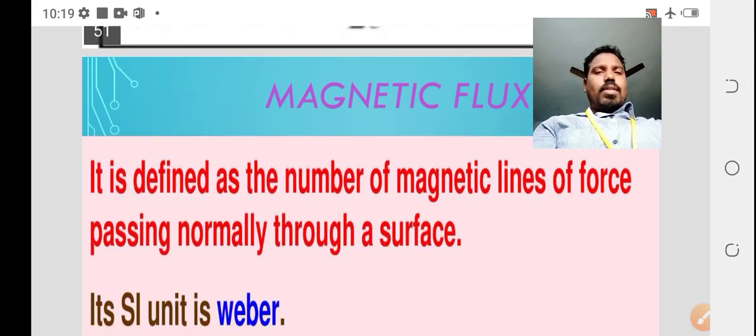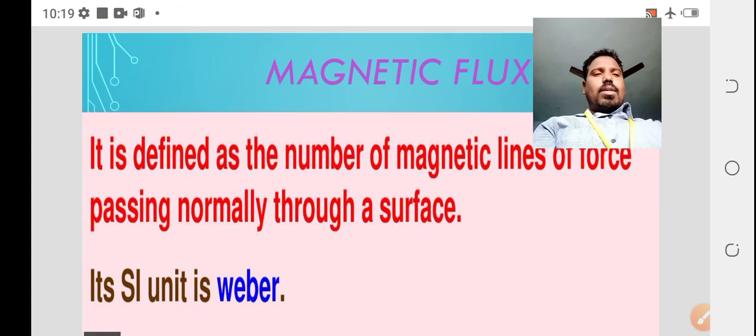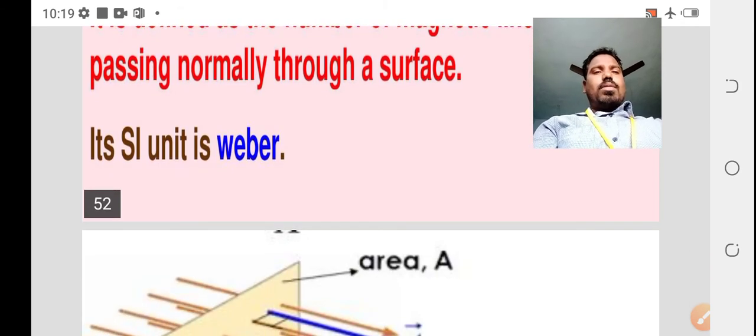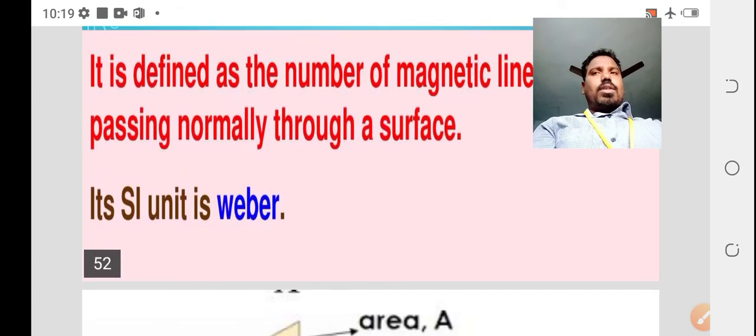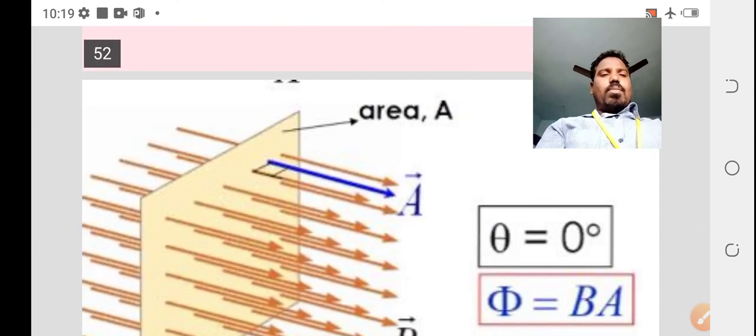Magnetic flux, another definition. It is defined as the number of magnetic lines of force passing through a surface. If the magnetic lines are passing, then it is called magnetic flux. It is represented in the units of Weber. So this is about the magnetic flux.